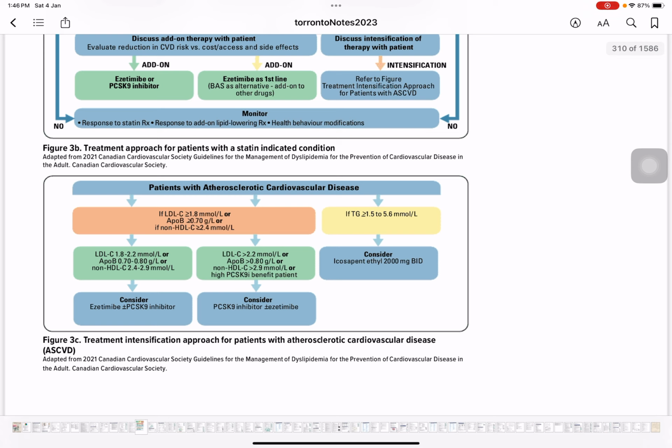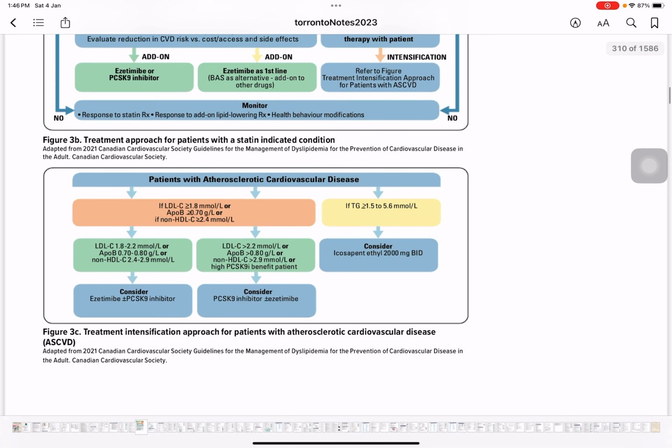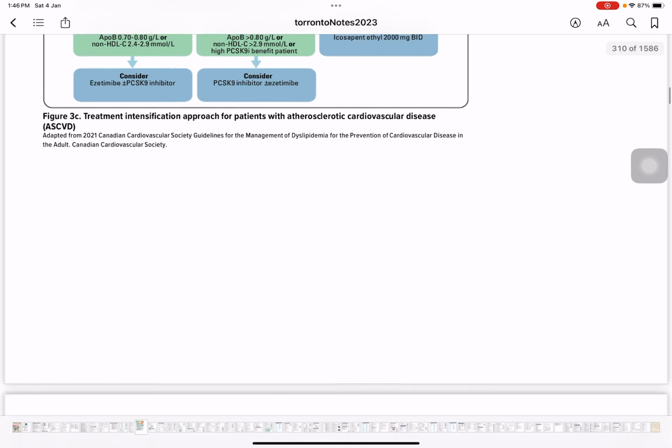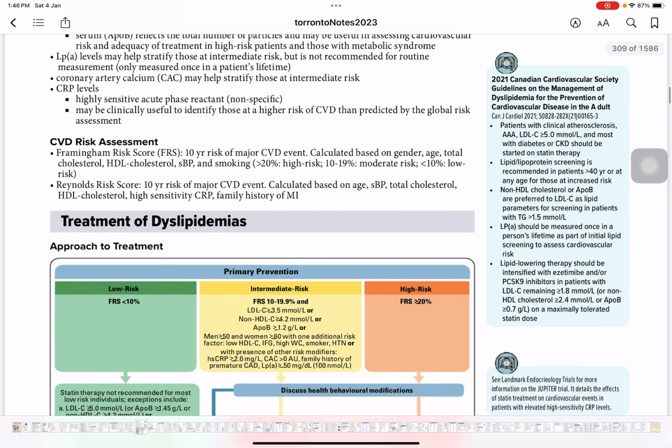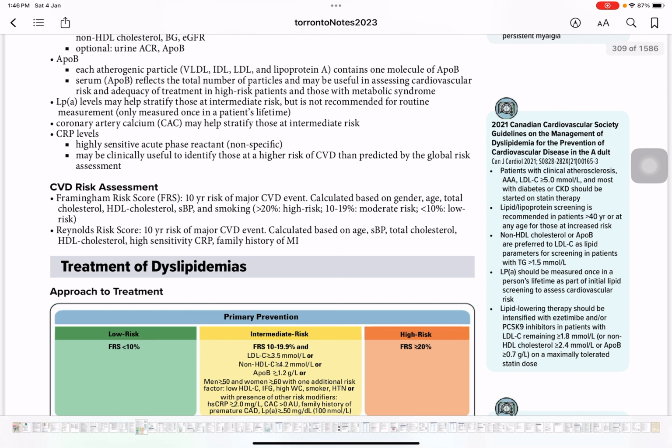Patients with atherosclerotic disease with LDL 1.8 or triglyceride more than 1.5. So this is another drug that you have to consider for triglyceride more than 1.5, that is icosapent ethyl 2000 milligram BID. So the first drug was statin, the second drug was ezetimibe, the third drug was PCSK9, and the fourth drug is icosapent ethyl 2000 milligram BID. Okay, so here we have concluded dyslipidemia. You need to see the previous video as well to make sure that you have completed all dyslipidemia objectives, the first part and the second part.